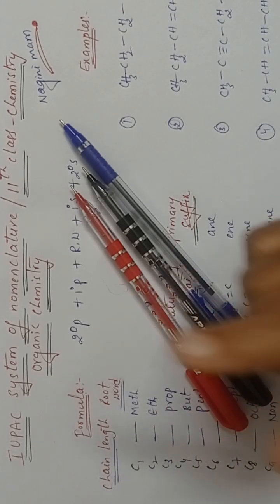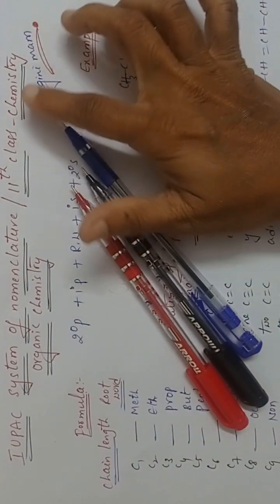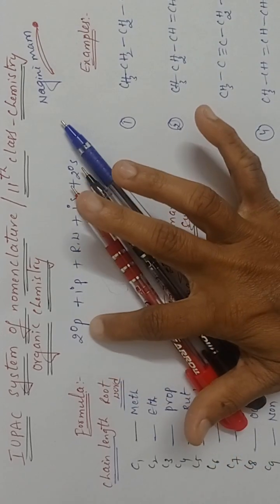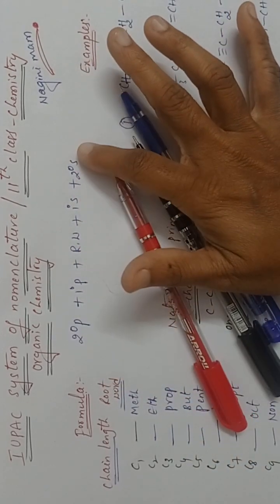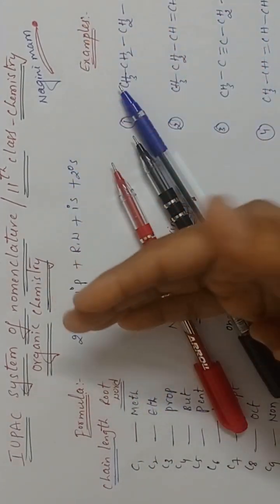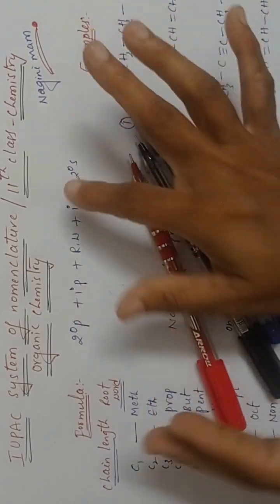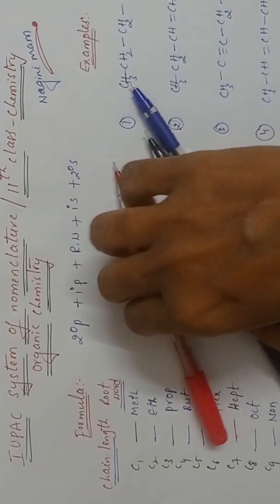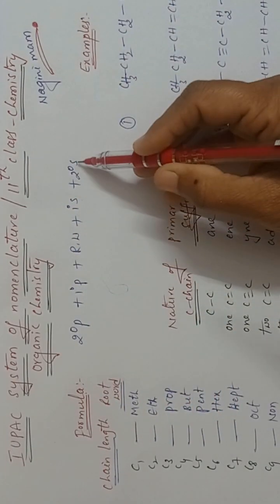In today's session, I am going to teach you the IUPAC system of nomenclature, 11th class chemistry, organic chemistry. What is the formula? Secondary prefix plus primary prefix plus root word plus primary suffix plus secondary suffix. This formula we have to follow to write the name of any organic compound. According to this formula only you should write the name of an organic compound. Clear? So what is secondary prefix, primary prefix, root word, primary suffix, secondary suffix?